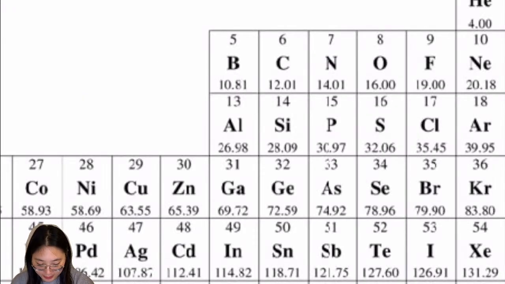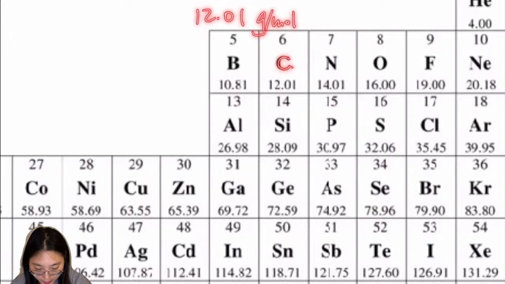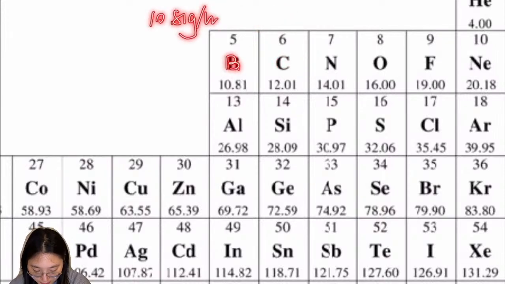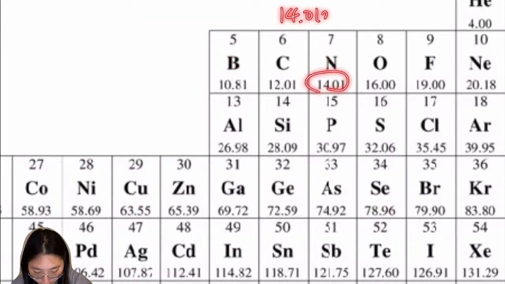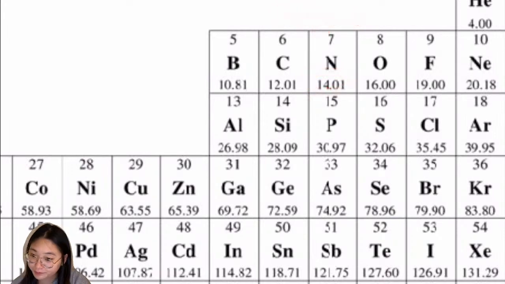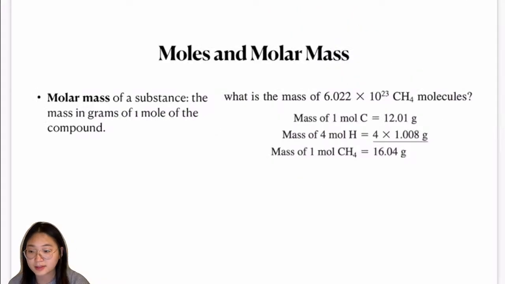Okay, then for each of the elements, the number at the bottom represents its molar mass. For the molar mass, we have the unit of grams per mole. So let's say for carbon, its molar mass is 12.01 grams per mole, for boron, its molar mass is 10.81 grams per mole, and for nitrogen, its molar mass is 14.01 grams per mole. That's how we calculate the molar mass of each element.